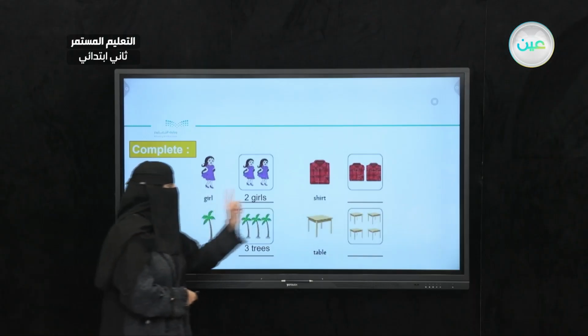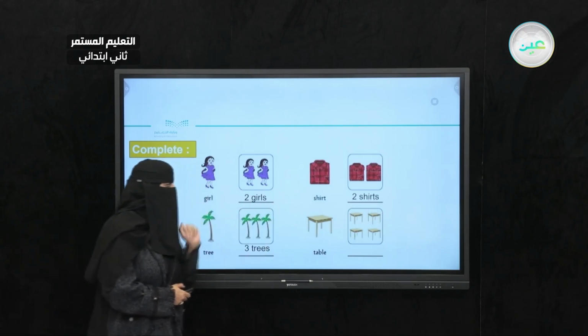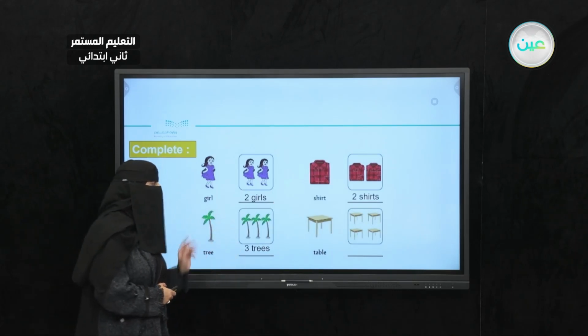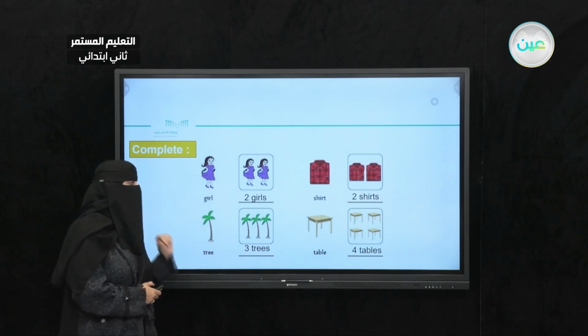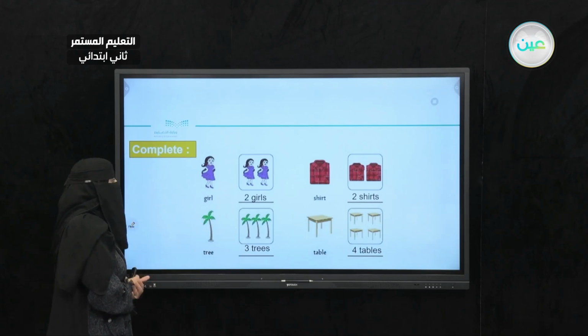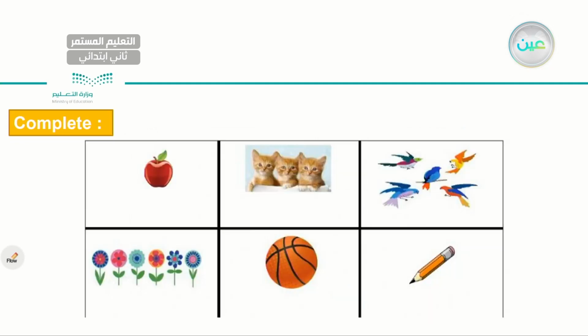Singular, plural, singular, plural. These are very important because later in this lesson, we will be using this, that, these, and those. Okay? I have a shirt, singular, and I have 2 shirts. Last one I have a table, and I have 4 tables. Let's read our answers one more time. Girl, 2 girls, tree, 3 trees, shirt, 2 shirts, table, 4 tables. Very good.